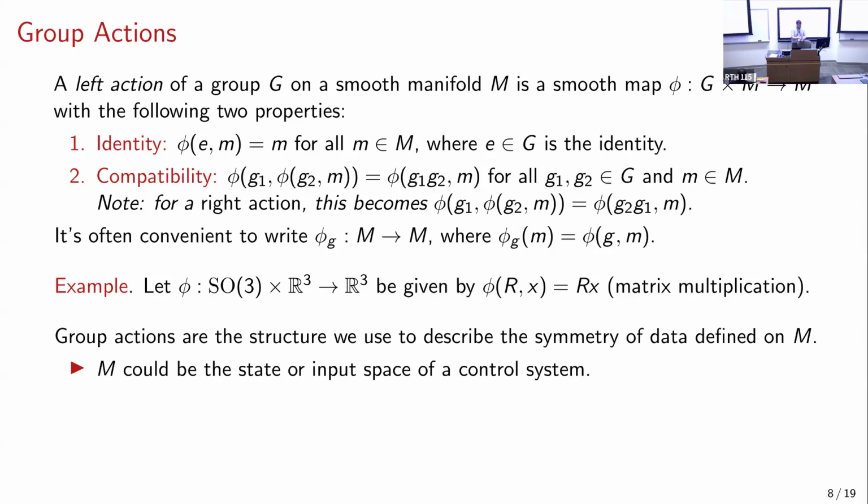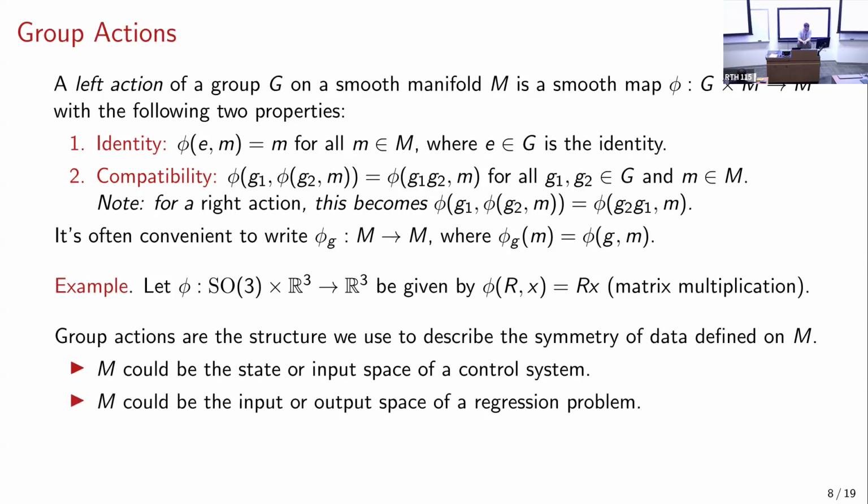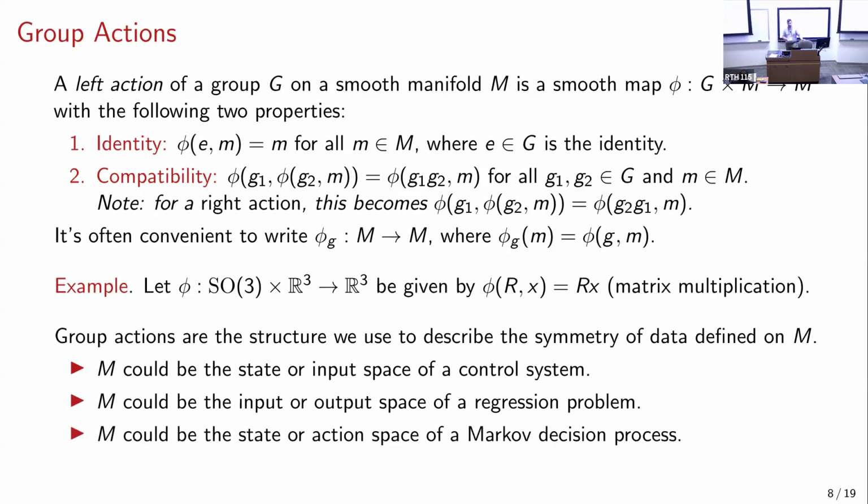To give you a little bit of context, M could be the state or input space of a control system. And so we want to think about what happens when we move to different states and inputs using elements of the group. It could be the input or output space of a regression problem. So say there's some function we want to learn from some manifold M to some manifold N based on samples of that data. Or it could also be the state or action space of a Markov decision process if we're thinking about learning optimal policies.